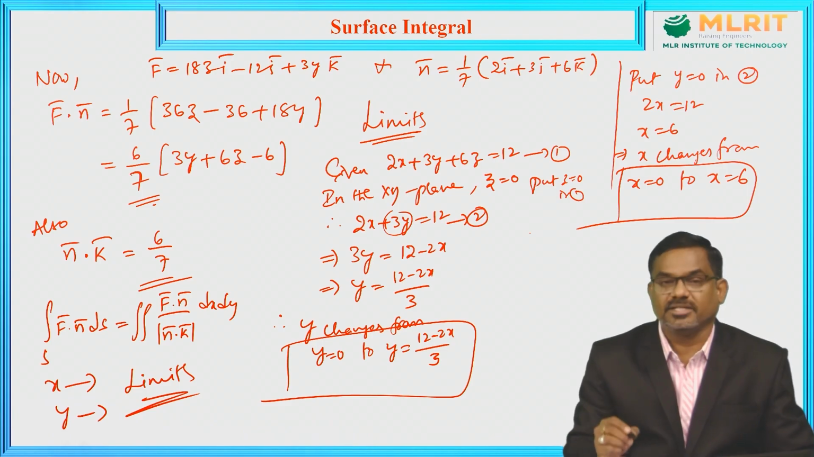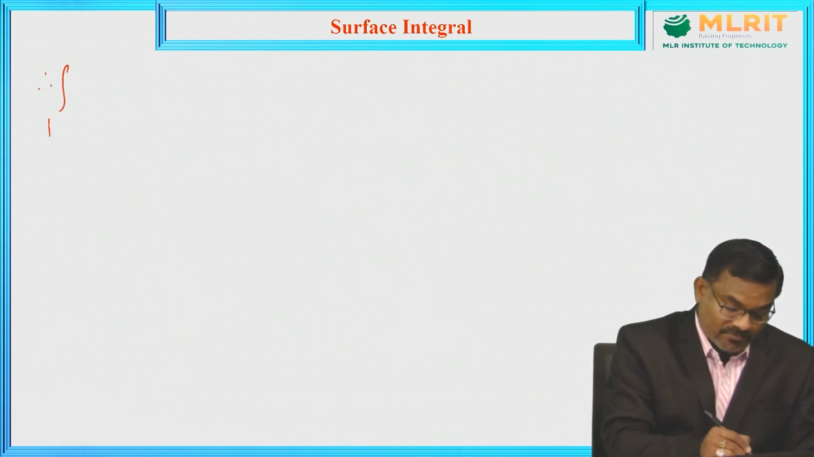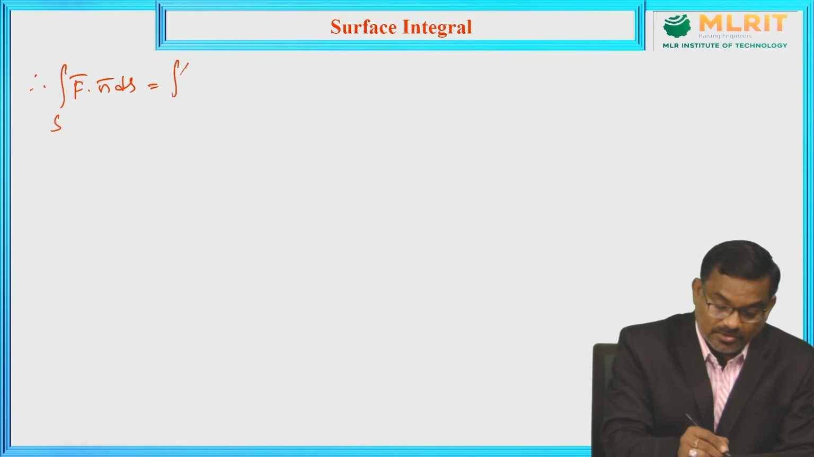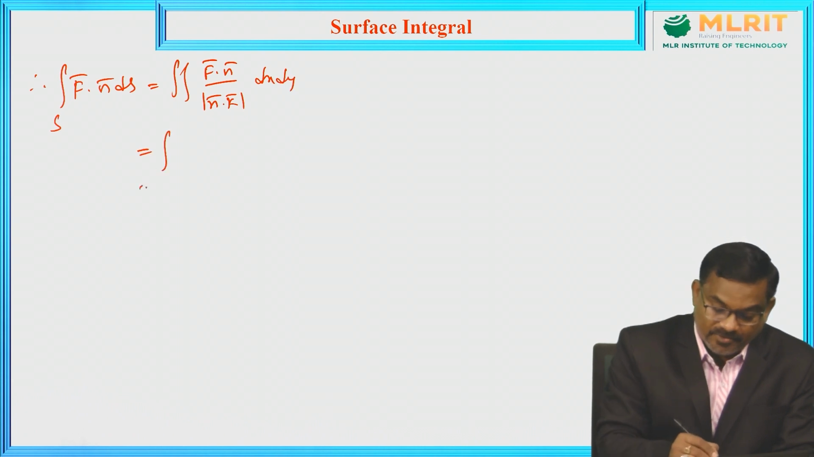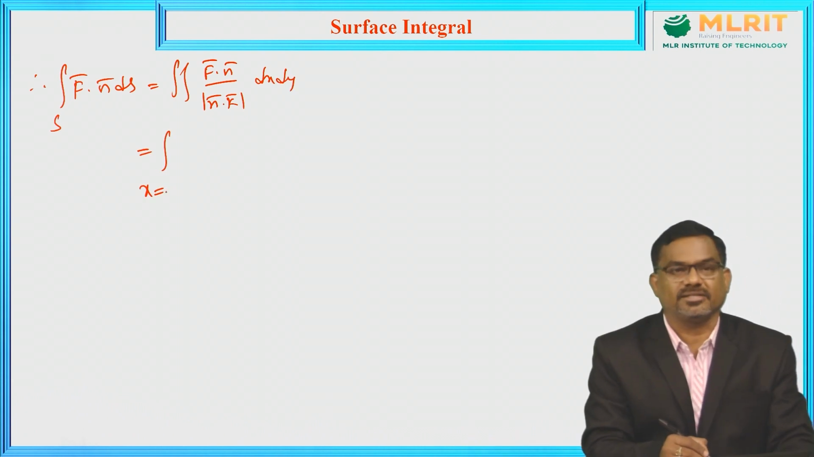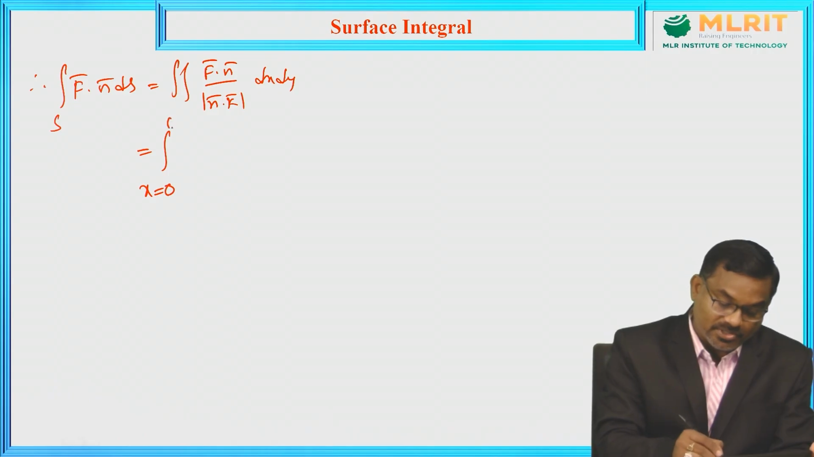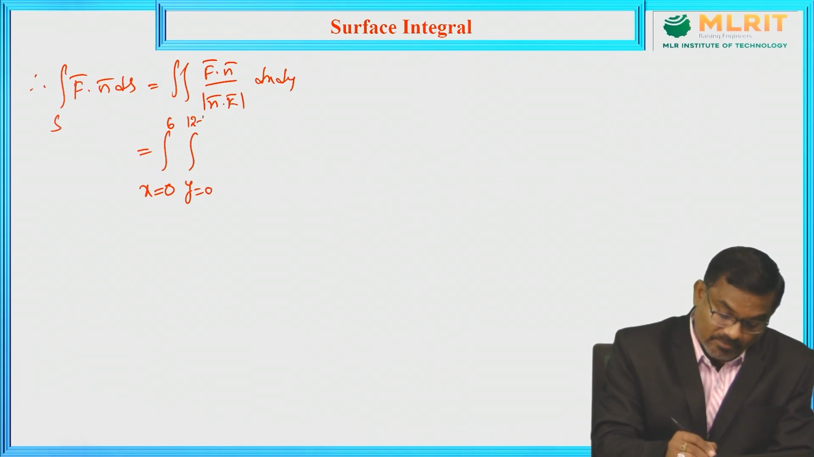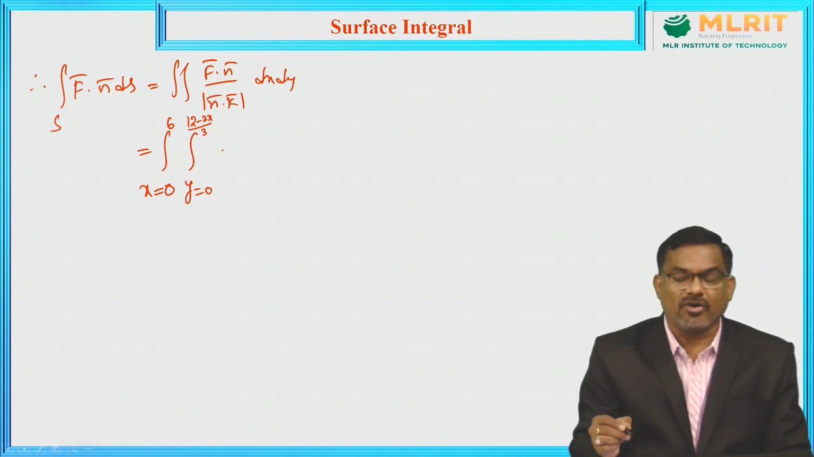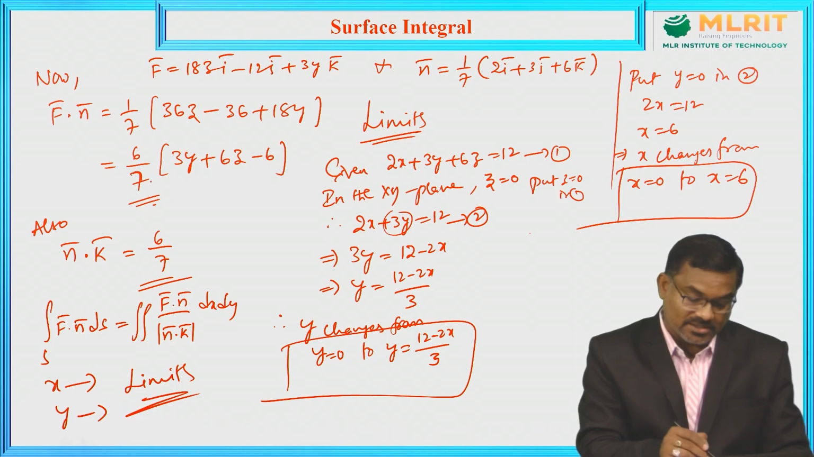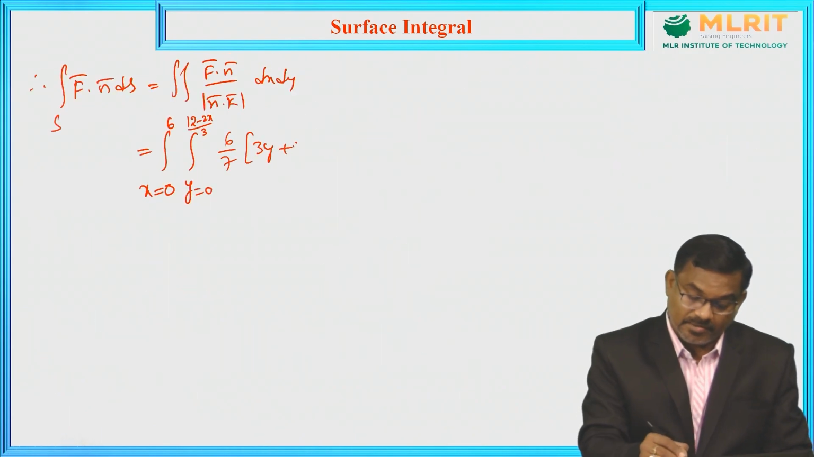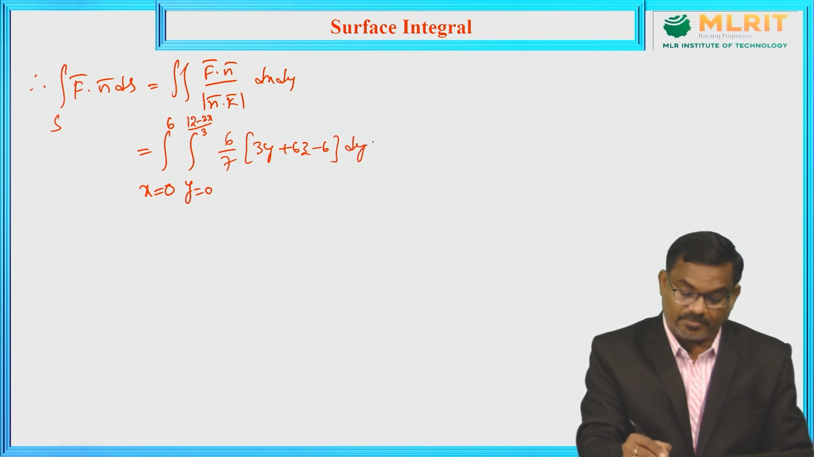Now let us start integrating. So therefore the surface integral of f bar dot n bar ds is equal to the double integral of f bar dot n bar by mod n bar dot k bar dx dy, where the x limits are constants. So we integrate with respect to x last. So, 0 to 6 and y limits from 0 to 12 minus 2x by 3. And what is f bar dot n bar? F bar dot n bar is 6 by 7 into 3y plus 6z minus 6, first with respect to y, then with respect to x.